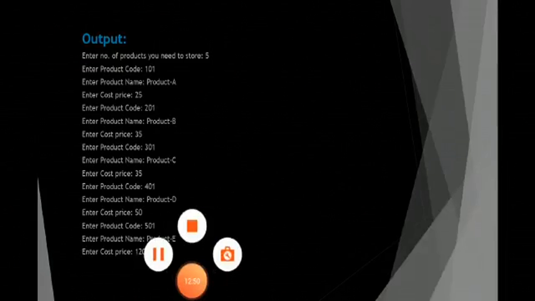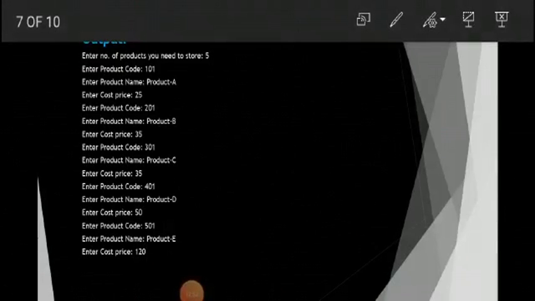First, the product code is 101, the product name is product A, and the cost price of that product is 25. Then the second product code is 201, product name is product B, and the cost is 35. Third product code is 301, product name is product C, and the cost is 35. Fourth product code is 401, name product D, and the cost is 50. You enter all the 5 products, their names and cost prices. So these are the inputs given by the user.